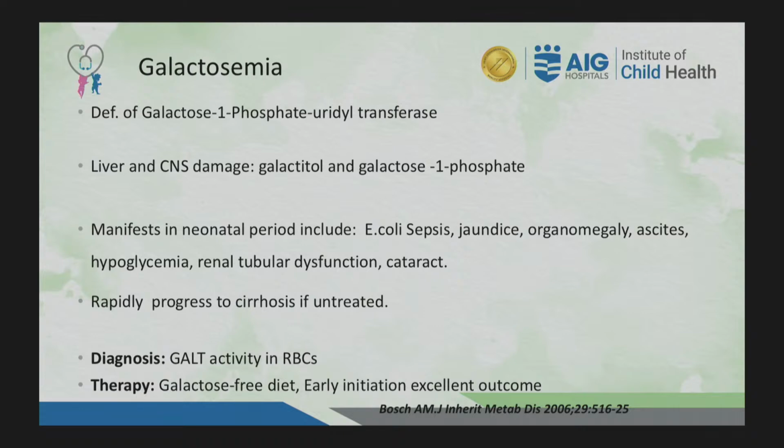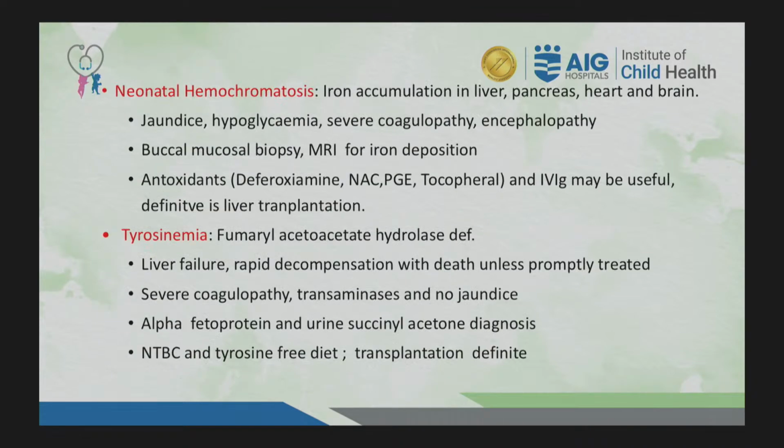About galactosemia, the deficiency of galactose-1-phosphate uridyl transferase, mainly the liver and CNS damage will be there, mainly presented with E. coli sepsis, jaundice, organomegaly, ascites, hypoglycemia, especially post-feed. Usually, children will have hypoglycemia before feed, but in galactosemia the child will have hypoglycemia post-feed. So that is the main clue, along with the cataract. So look for galactose activity in RBC. Therapy, especially galactose-free diet, and early initiation will give excellent outcome.